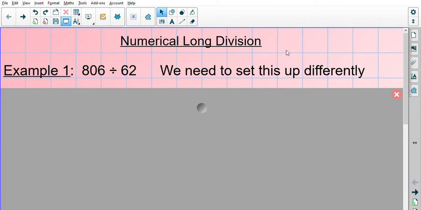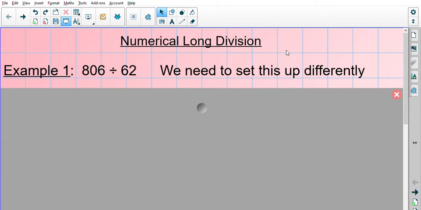Okay, so today we will be looking at both numerical long division and algebraic long division. We're going to start off today by looking at numerical long division to set up the theme, which will help us later for algebraic long division. We're going to look at a couple examples of each, and the first example we're looking at for numerical long division is 806 divided by 62.